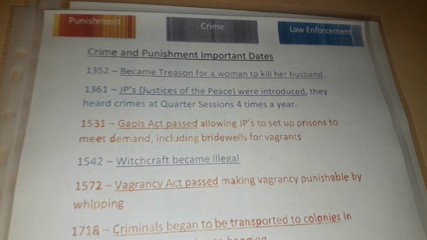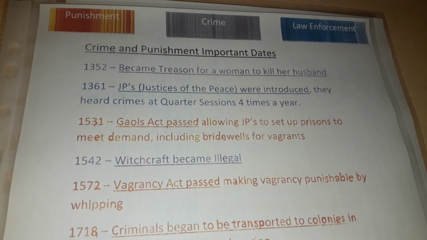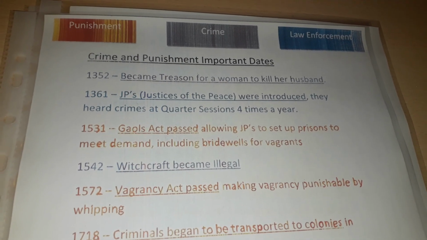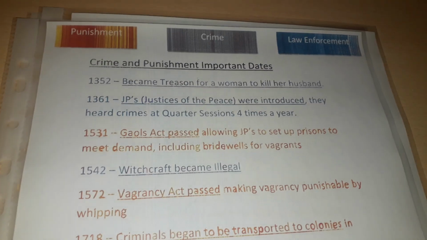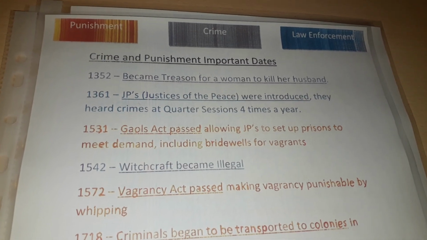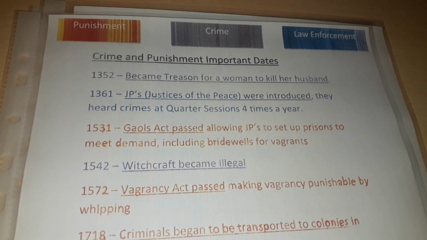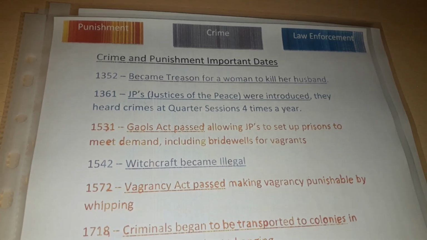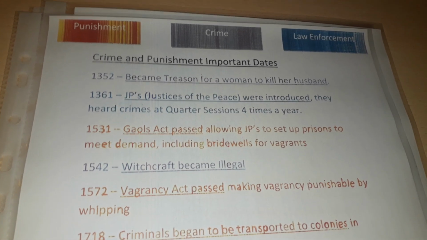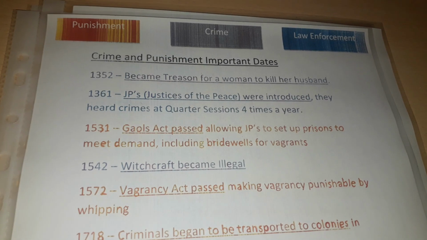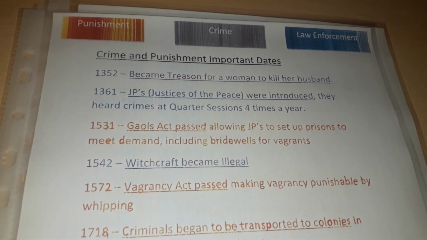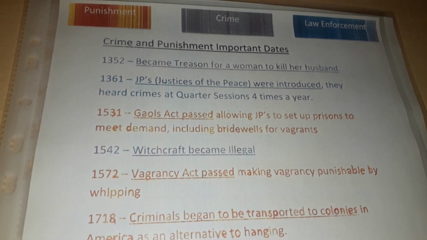In 1542, witchcraft became illegal, and this can be attributed a lot to the strong religious beliefs at the time. Of course, now we know that it's very unlikely that there were actual witches back in this time. It was mainly just superstition. Back then, they believed it seriously and had a lot of bad punishments for anyone caught being a witch.